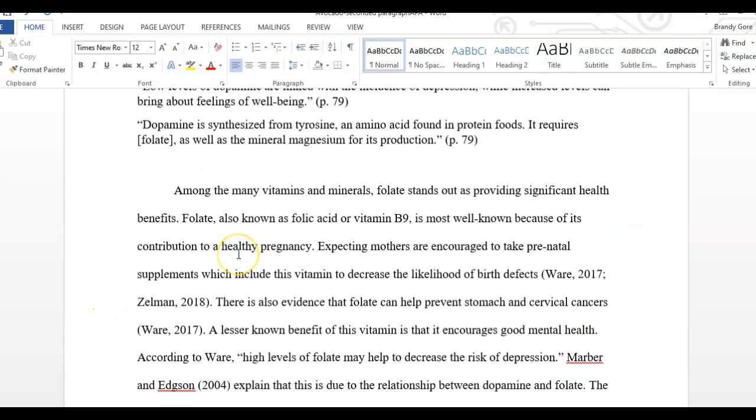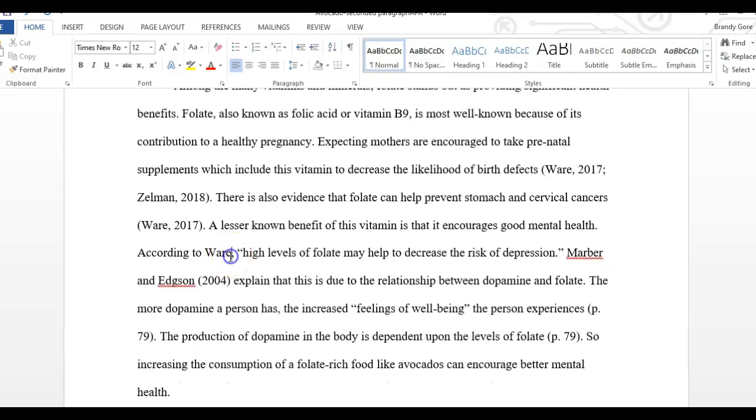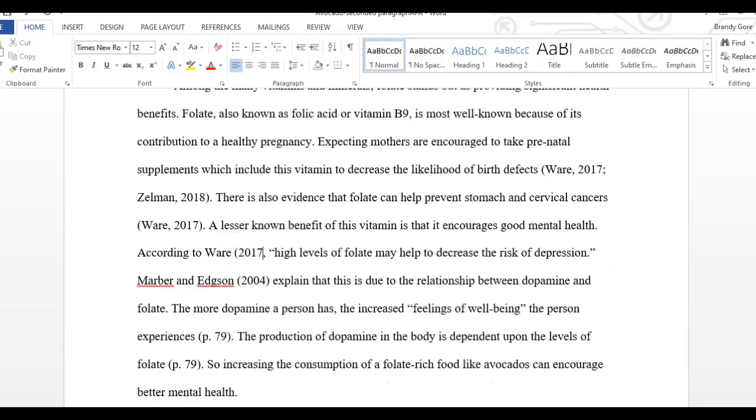According to Ware. Now, have we mentioned her yet? No, we have not mentioned her in this paragraph. So we do need to put the date. And when I say that, yes, we've cited her in parentheses, but that doesn't matter. We have to do it the first time we mention her in a sentence. And so this is in a sentence. According to Ware, high levels of folate may help to decrease the risk of depression.